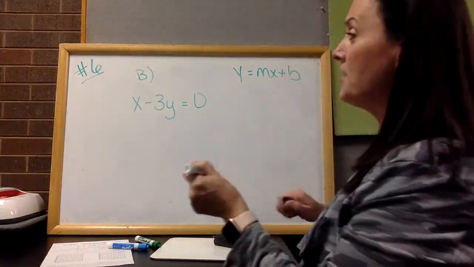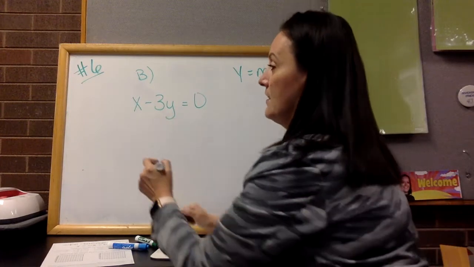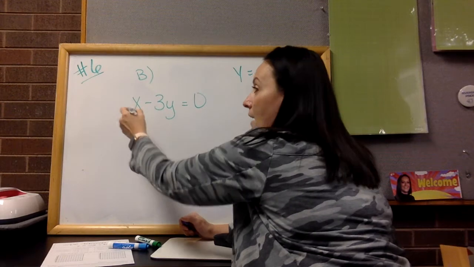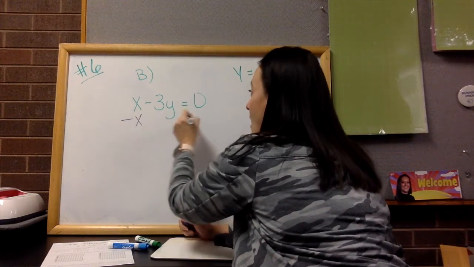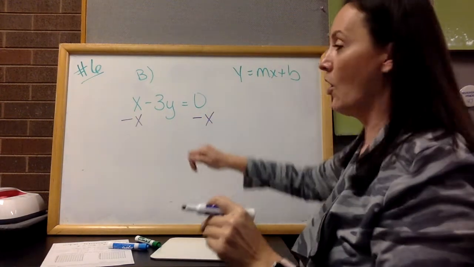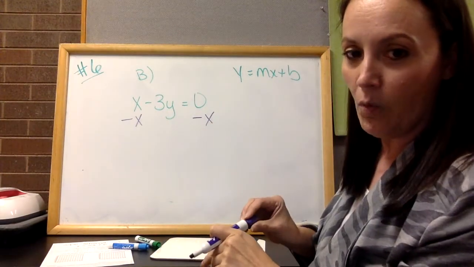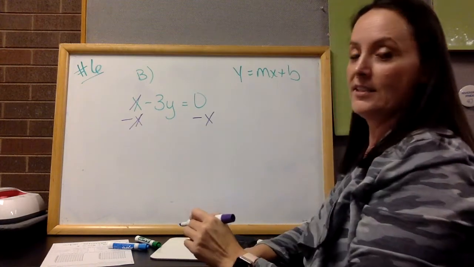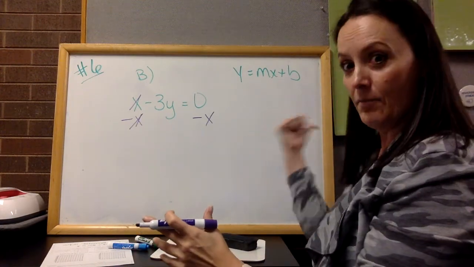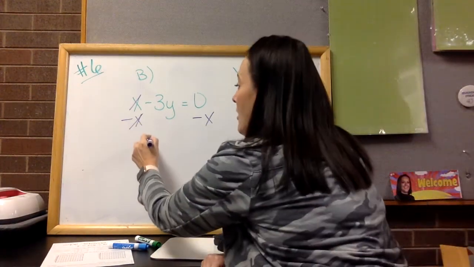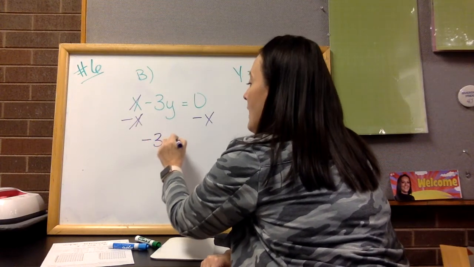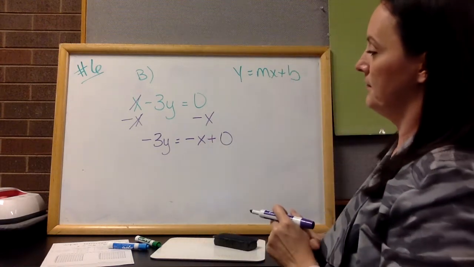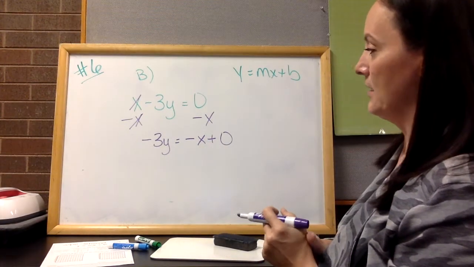So the first thing you're going to do is look at this x that's sitting here. That x is like a 1x, like a plus 1x. I'm going to subtract that x off, so I'm going to get rid of the x first. You're always going to get rid of the variable sitting in front of the y last. So the x minus the x is going to disappear from that side, which is good. I got to move it to the other side so I can get y by itself. Bring down the minus 3y, and on this side I have minus x plus the 0. So minus x plus 0.